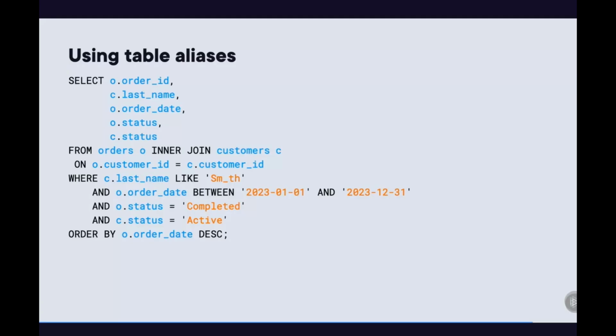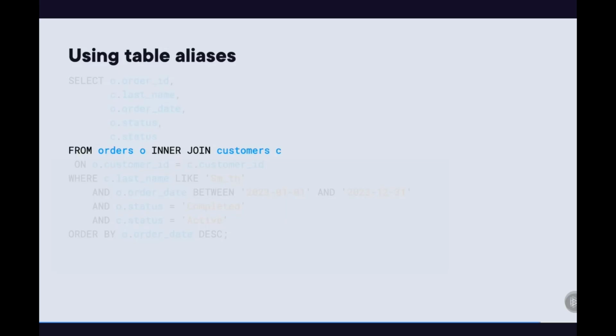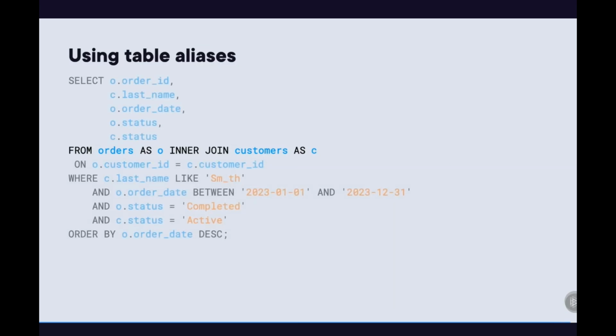Now, some people would argue that I'm missing an SQL keyword here, because when we're creating aliases, you can use the keyword AS to make it very clear this is happening. Instead of just table name followed by the letter, it's table name AS letter. So orders AS O, customers AS C. In most implementations of SQL, the keyword AS is not required. Now, we can also create aliases for columns, not just tables, but that's another video.